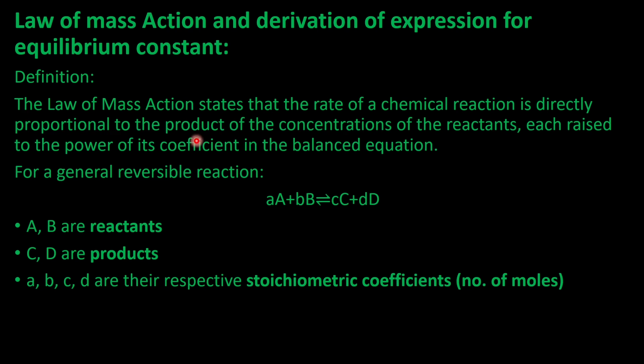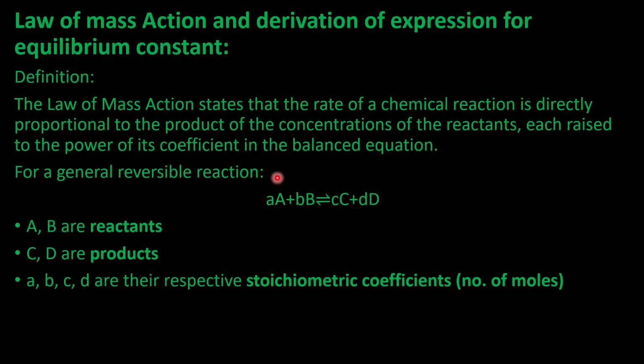So after knowing the definition of chemical equilibrium and reversible and irreversible reactions, now let's discuss the law of mass action and derivation of the expression for the equilibrium constant. By definition, the law of mass action states that the rate of a chemical reaction is directly proportional to the product of the concentrations of the reactants, each raised to the power of its coefficient in the balanced equation. For a general reversible reaction, aA plus bB gives cC plus dD, and these are the coefficients.